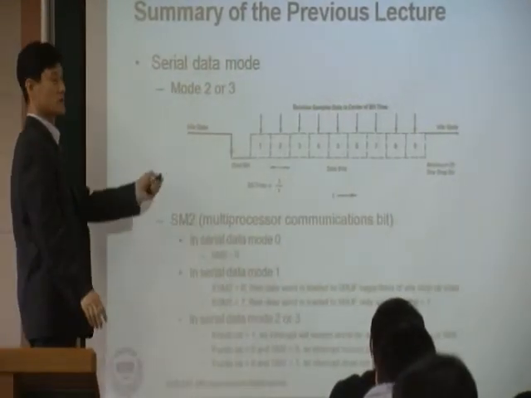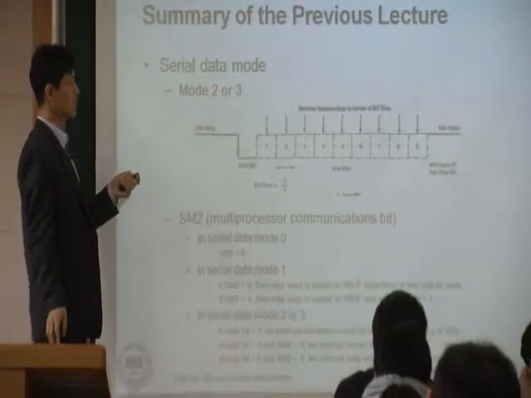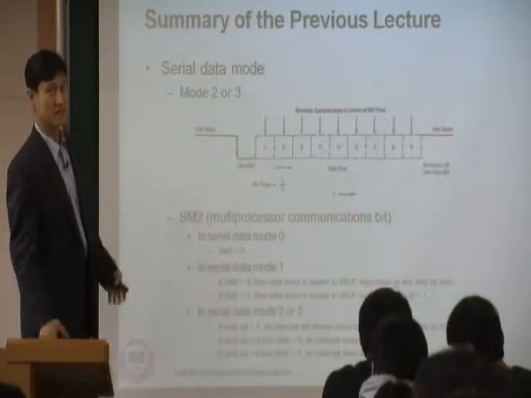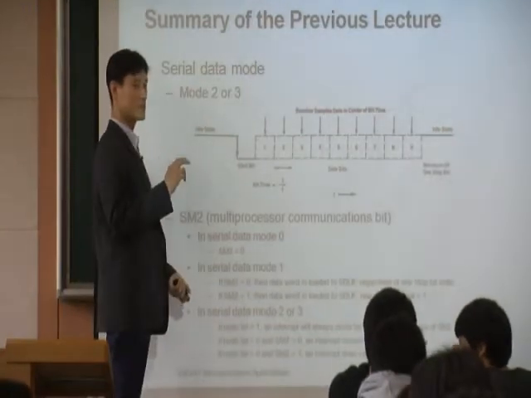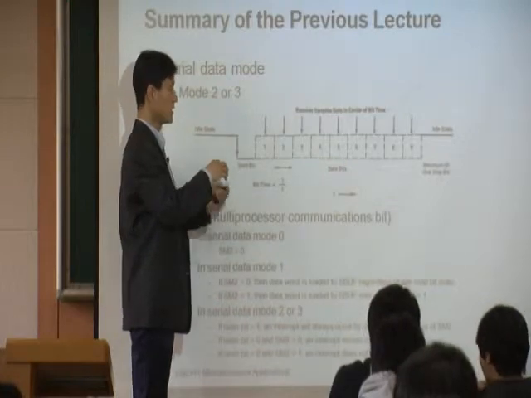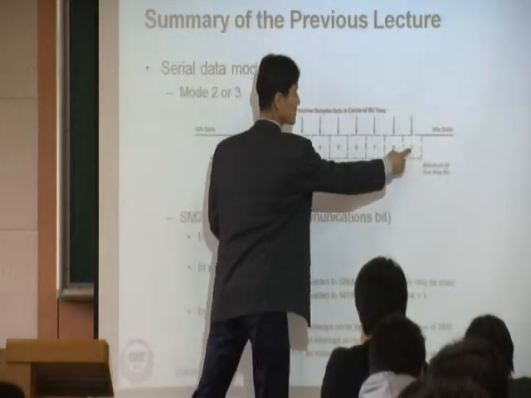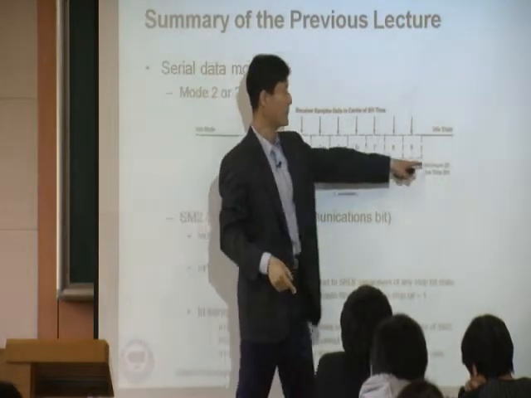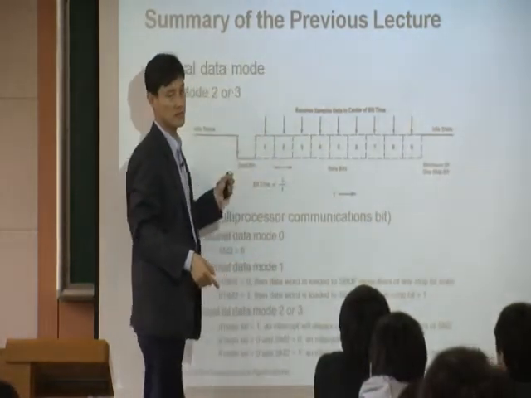There are two other modes called mode 2 and mode 3. In mode 2 and mode 3, the basic idea is the same. The only difference is that compared to mode 1, this one has 9 bits, and including the start bit and stop bit, the total is 11 bits.